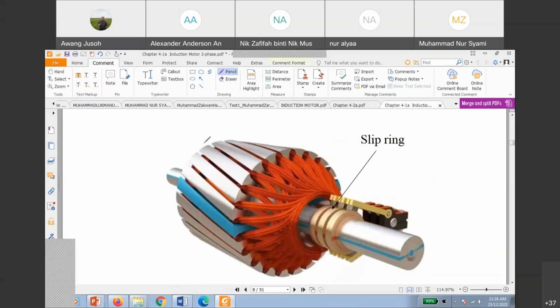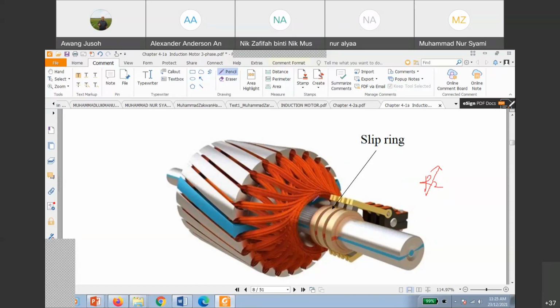You can see the slots where the conductors are placed, and the ends of the conductors are connected to the slip ring. Then here they connect to the resistor. So there is a variable resistor R2, where you can change R2 to change the speed. You can connect R2 somewhere there to change the speed, to change the torque-speed profile of the machine. This is only available in the wound rotor.